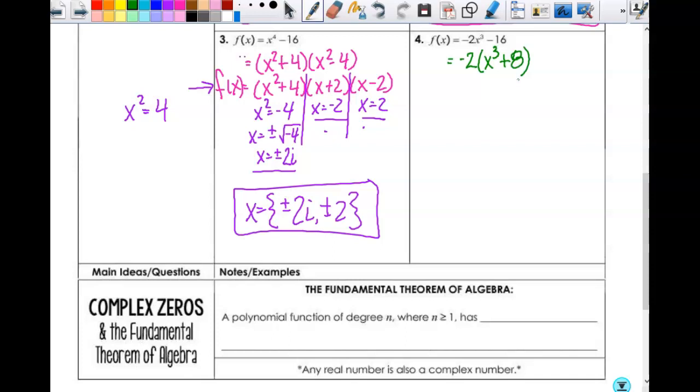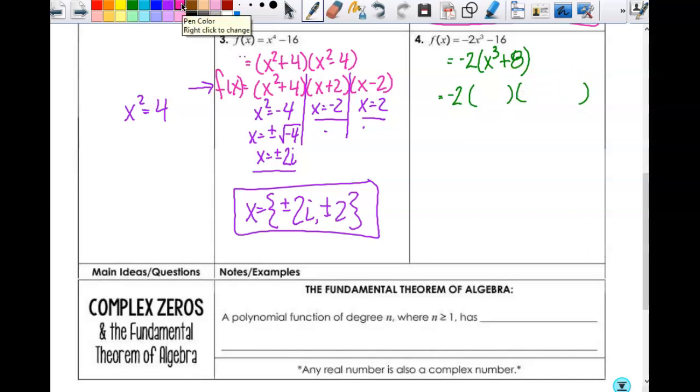Is this a sum of cubes? Yes. What's the cube root of 8? 2. So I can take the cube root of both, which means it's a sum of cubes, right? Which is not that big of a deal to factor. So this is equal to, so I have my negative 2 out here. When you have the sum of cubes, you're going to have a binomial and a trinomial that factor out.